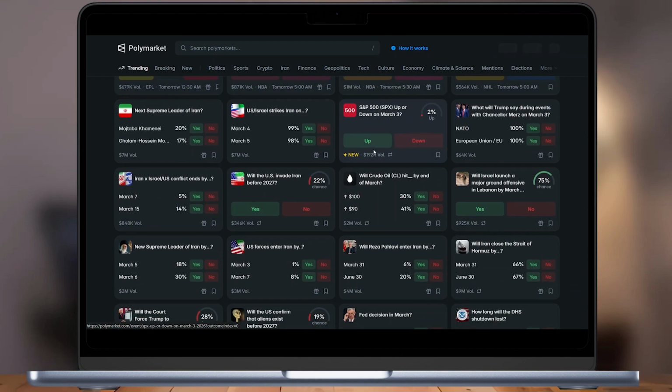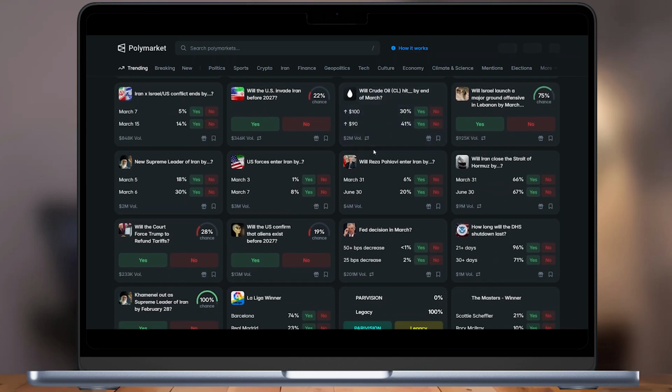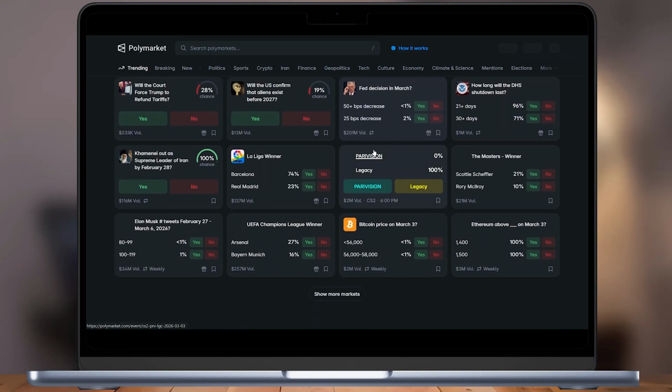Then, browse the available markets. Each market shows different outcomes, current prices, and the liquidity available. Take time to read the market description, rules, and expiration date to make informed decisions.